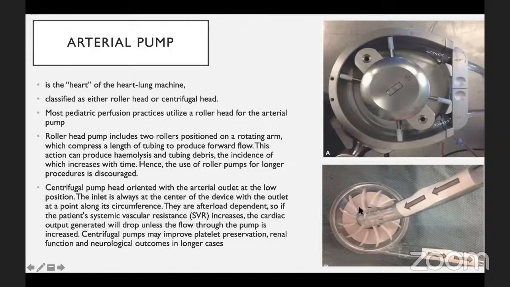The other pump is the centrifugal pump, oriented with the arterial outlet at the low position, and the inlet of the venous drain is always at the center of the device. The problem with this pump is that it is afterload dependent. So if the patient's systemic vascular resistance increases, the cardiac output generated will drop unless the flow through the pump is increased. The advantages: the centrifugal pump may improve platelet preservation, renal function, and neurological outcomes in longer cases.